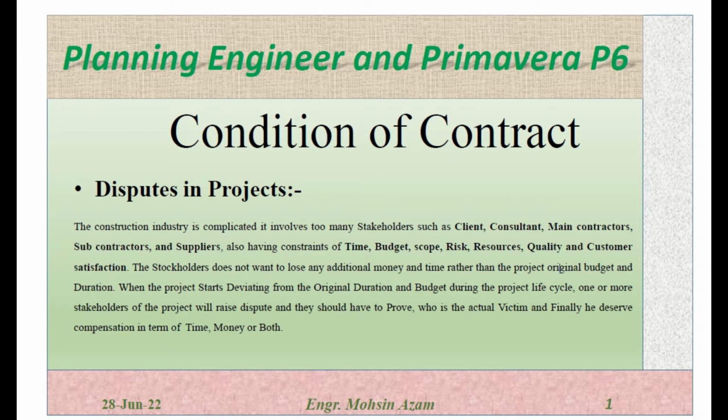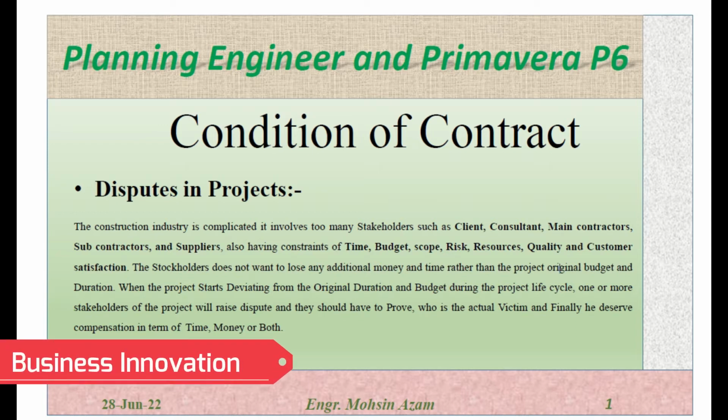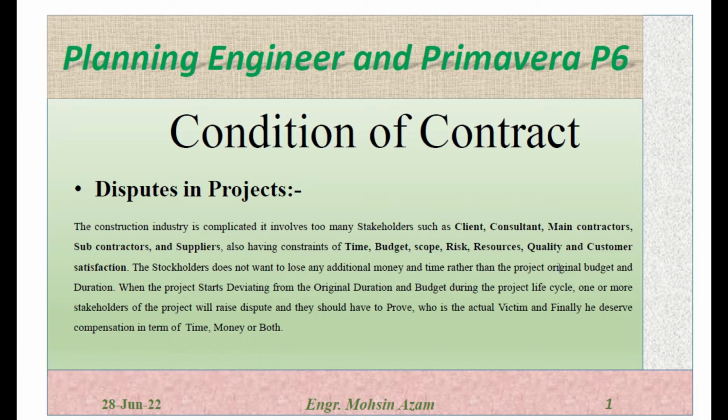So first of all, we will start with disputes in projects. As it's written here, the construction industry is complicated. It involves too many stakeholders such as client, consultant, main contractor, subcontractor, and suppliers, and also has constraints like time, budget, scope, risk, resources, quality, and customer satisfaction.